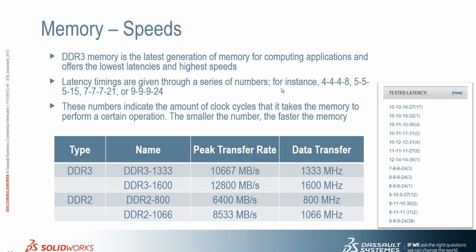Alright, so 4448 for instance would be the lowest in here. I'd say most memory these days is anywhere between 77721 and 99924. Okay, but you can get other ones. Obviously the lower the number, the more expensive it is.